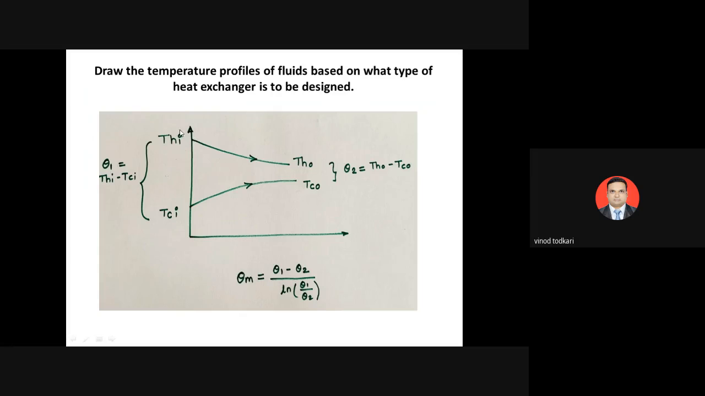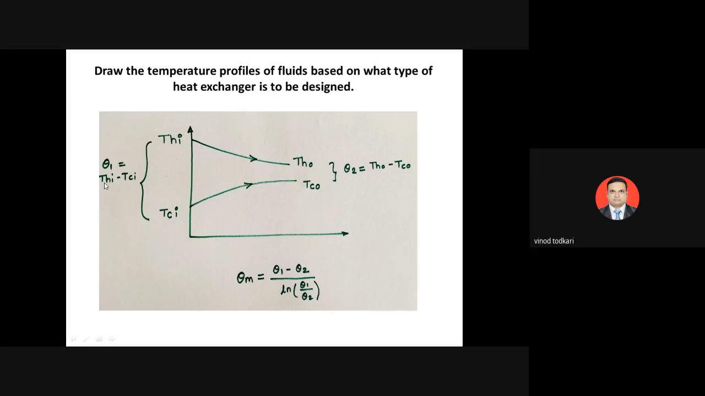See, this is THI. What is the meaning of THI? Inlet temperature of hot fluid. What is THO? Outlet temperature of hot fluid. What is TCI? Inlet temperature of cold fluid. What is TCO? Outlet temperature of cold fluid. Now, before I work out temperature difference on the left side, tell me, is this temperature profile clear to you? THI, THO are inlet and outlet temperatures of hot fluid. It is obvious that temperature will drop. TCI, TCO are inlet and outlet temperatures of cold fluid. It is obvious that temperature will rise.